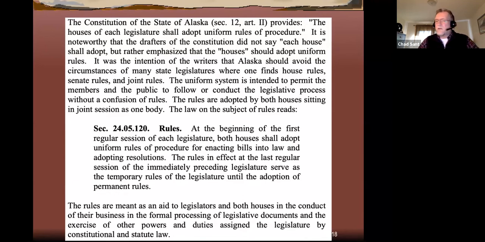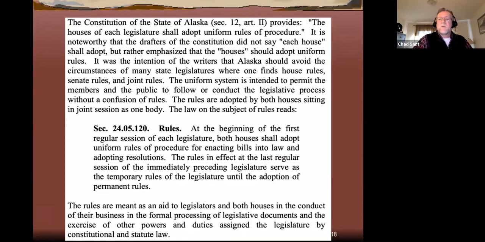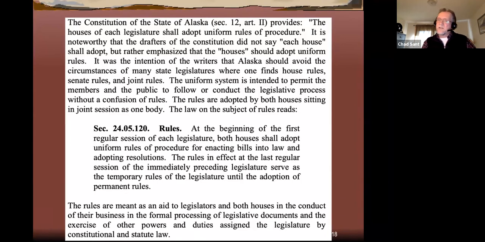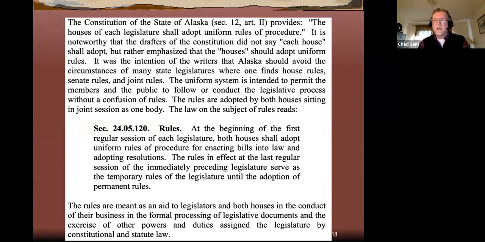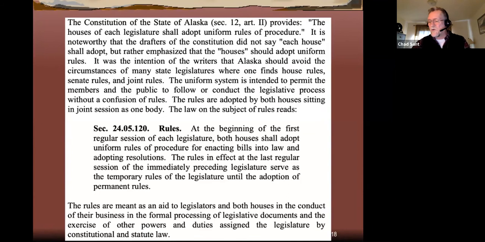The reason I pulled this language up, I don't want to read this whole thing to you, but this is uniquely Alaskan. Some states have kind of followed Alaska's lead on this, but what we decided to do was come up with a uniform system where the rules apply to both the Senate and the House. So they have to follow the same rules. As you know, at the national level, the Senate operates very differently and according to a totally different set of rules than the House does, and it becomes very confusing for people trying to follow the legislative process. In Alaska, it's been simplified. As you can see there, at the beginning of the first regular session, both houses shall adopt uniform rules of procedure for enacting bills into law and adopting resolutions. This prevents a lot of, shall we call it, mischievous behavior from occurring because they know which rules they can and cannot follow as they are doing what they're doing.